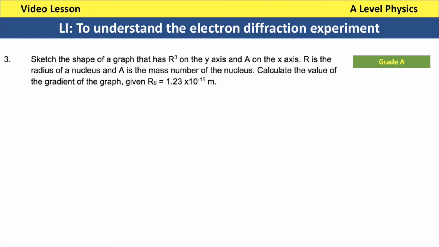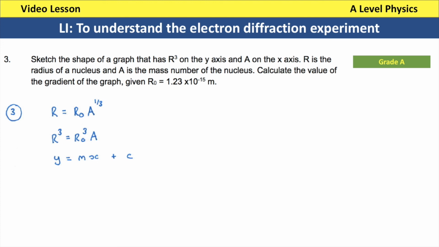Question 3. Sketch a graph that has R cubed on the y-axis and A on the x-axis. R is the radius of a nucleus, A is the mass number of the nucleus, and then calculate the actual gradient of the graph, given that R0 is equal to 1.23 times 10 to the minus 15 metres. Let's start off by considering the equation then. We know that R is equal to R0 A to the power of a third, but we don't want to be putting R and A to the third on this graph. We need to be putting R cubed on it.